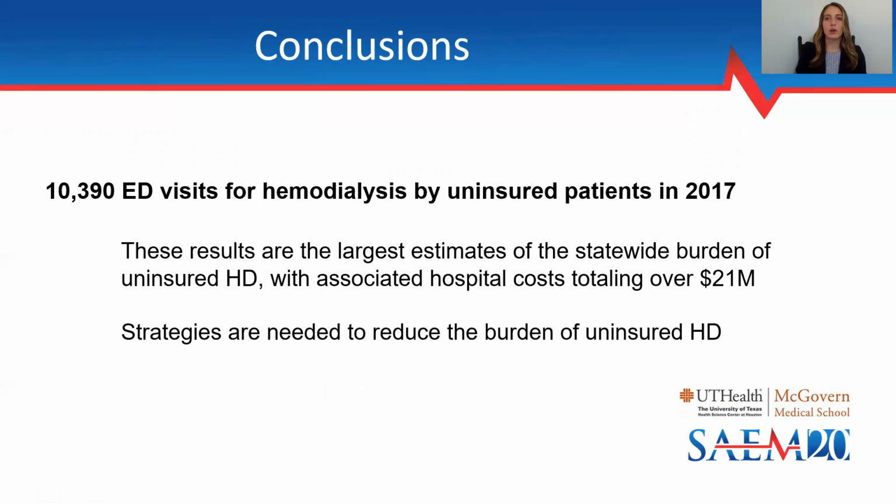In conclusion, there were 10,390 ED visits for hemodialysis by uninsured patients in 2017. These results are the largest estimates of the statewide burden of uninsured HD, with associated hospital costs totaling over $21 million. Policymakers and clinicians might use this information to address the healthcare burden of the uninsured HD population.